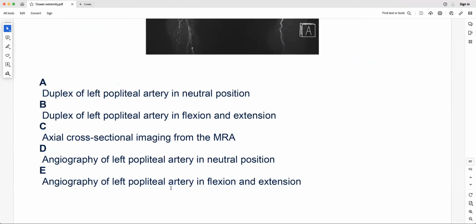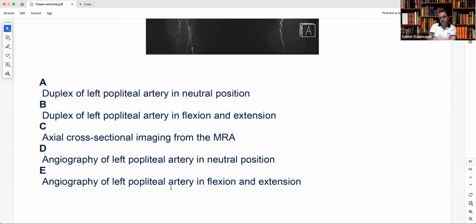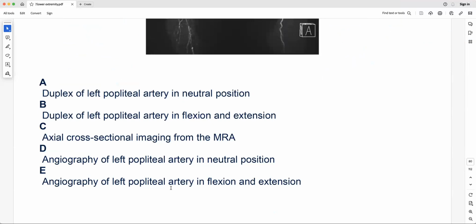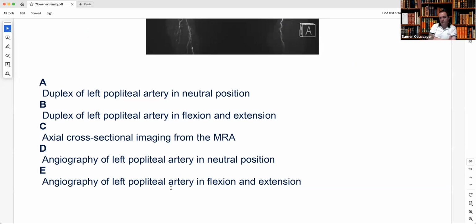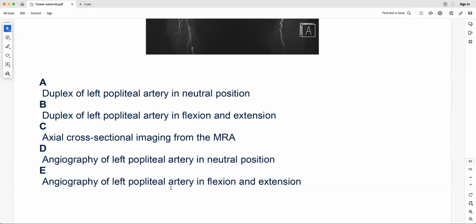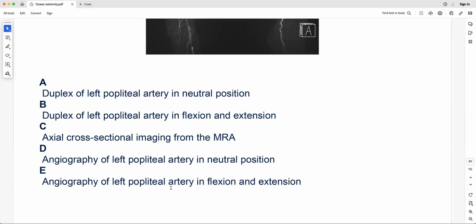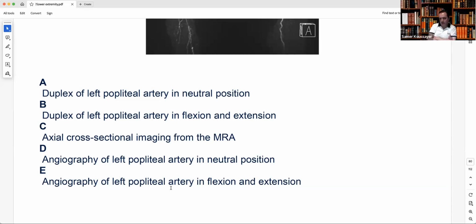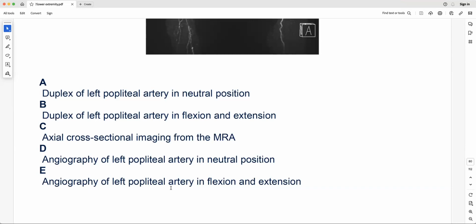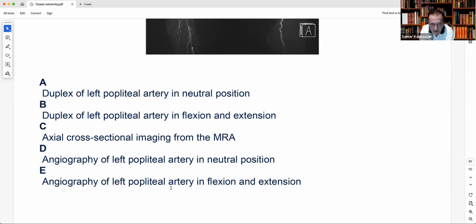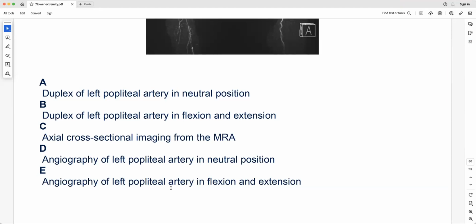Yes, correct. So, axial cross-sectional imaging from the MRA. What does cross-section help you with? To find the deformity, right? What happens in entrapment syndrome? The artery is entrapped, and it depends on whether it is type 1, 2, or 3. Is it trapped between the heads or not? It depends on the muscle. I think type 1 is the medial head and type 2 is the gastrocnemius muscle, right? Yes, gastrocnemius, sure. Where is its insertion?